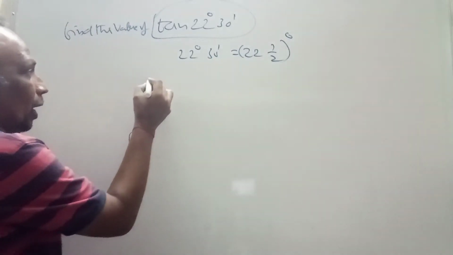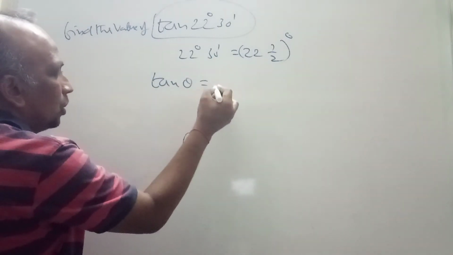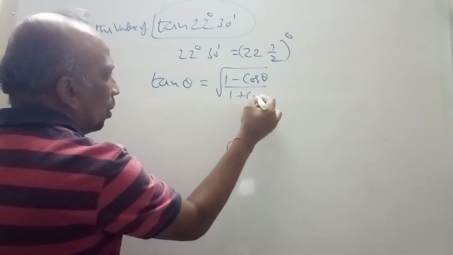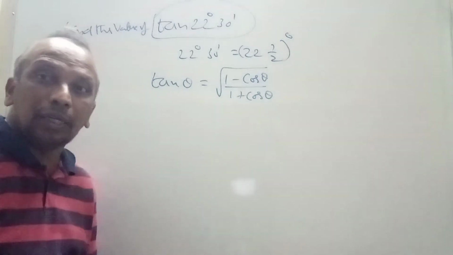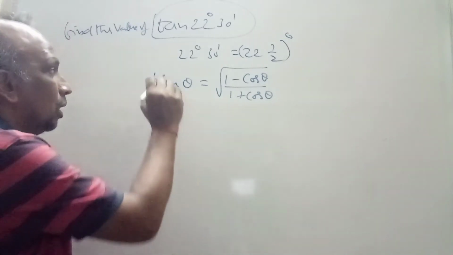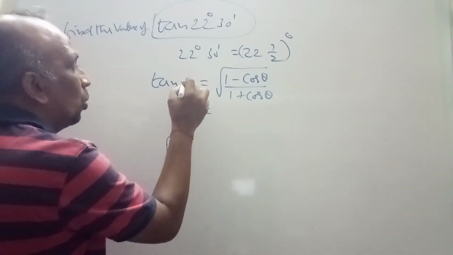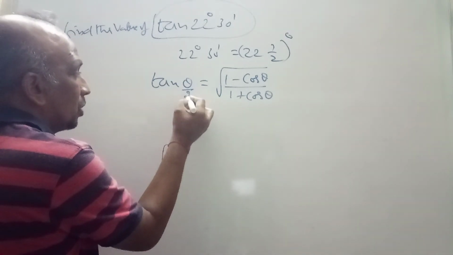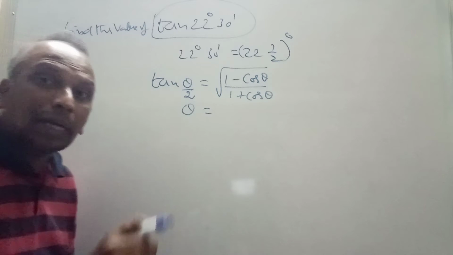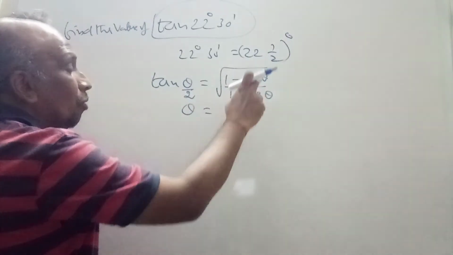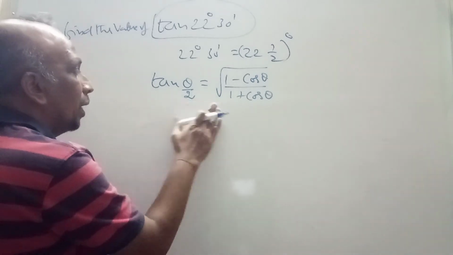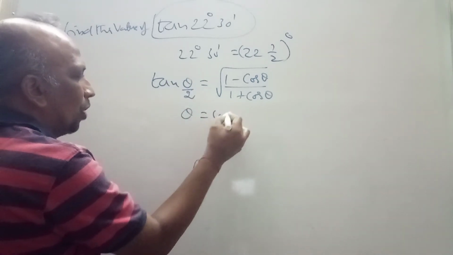So we have the formula. I can consider tan theta is equal to root of 1 minus cos theta by 1 plus cos theta. Now here they are asking theta by 2, I will take. This is the formula: tan theta by 2 equal to root of 1 minus cos theta by 1 plus cos theta. Now I can write here, replace theta with 45 degrees.